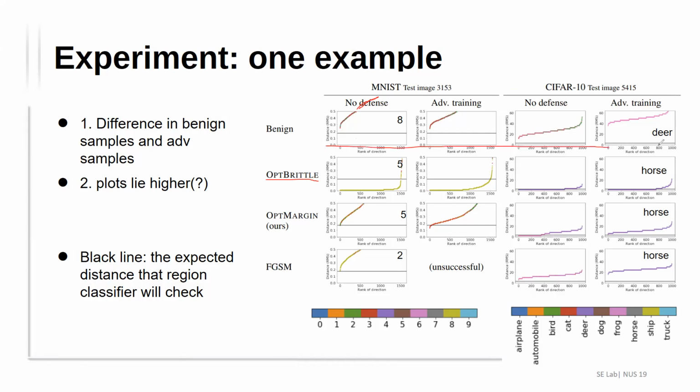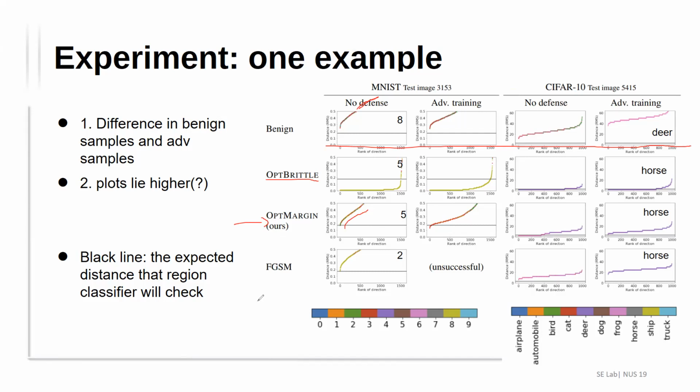And then they said the difference between the benign samples and adversarial samples is very large, just from the plots. And the second conclusion is they claim the plot of their method lies higher, but I didn't quite see this point. What does lies higher mean? I don't know. They just said their plot lies higher, so I'm quite confused about this point.